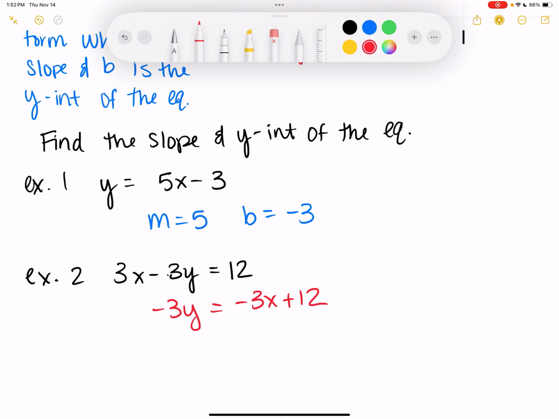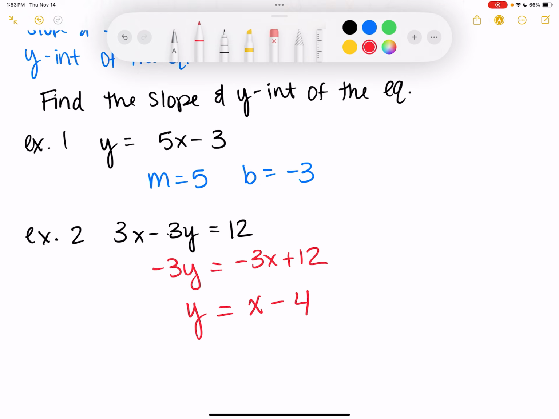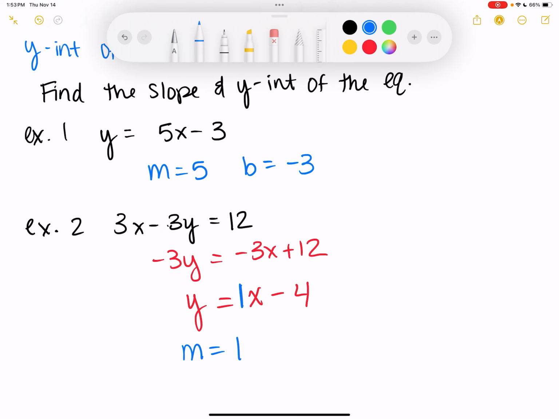Now what do I do? Divide by negative 3. So when I do that, I get y equals negative 3 divided by negative 3 is positive 1. So I don't even need to write it. Just write x. And then 12 divided by negative 3 would be negative 4. So y equals x minus 4. Okay? So I'm looking for the slope and the y-intercept. Slope is whatever number is in front of x. What number is in front of x right now? 1. There's an imaginary 1 here. If you need to write it so that you remember, you can write it. And what is my y-intercept here? Yep, negative 4.